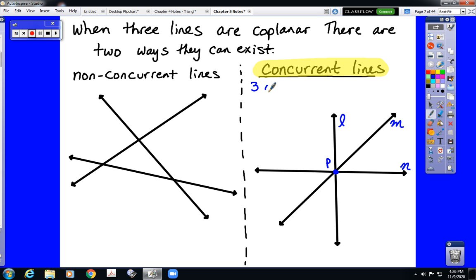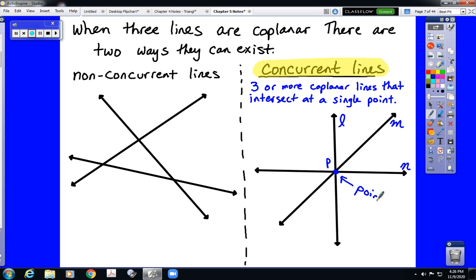So concurrent lines would be 3 or more coplanar lines that intersect at a single point. That point, in this case P, is known as the point of concurrency. So you'll notice that L, M, and N are concurrent lines. They all cross at point P.